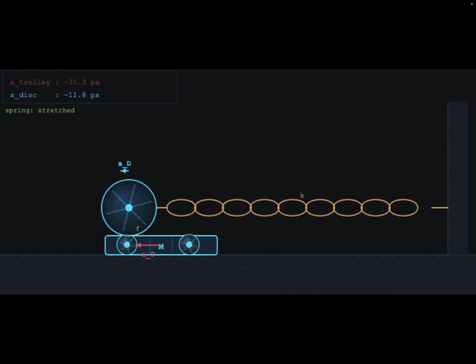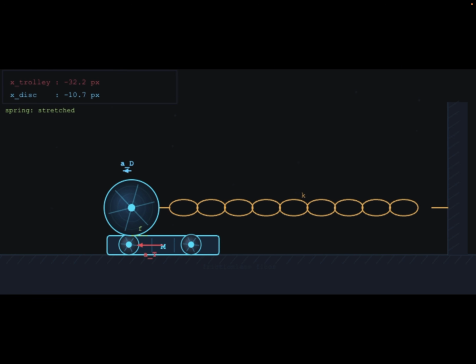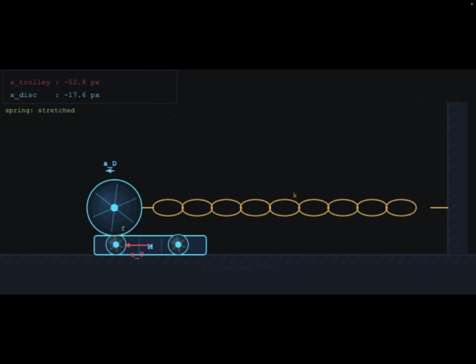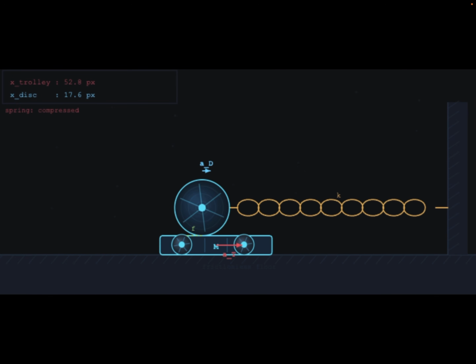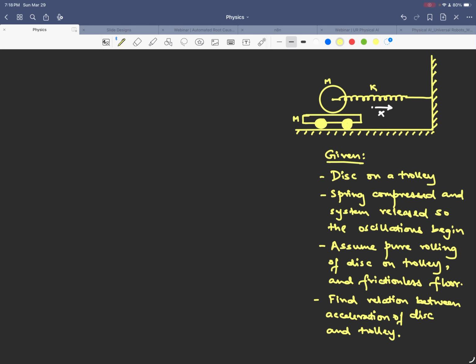oscillations. Now, we are asked to assume that there is pure rolling between the disk and the trolley, and there is no friction on the ground. And we are required to find the relation between the acceleration of the disk and the trolley.